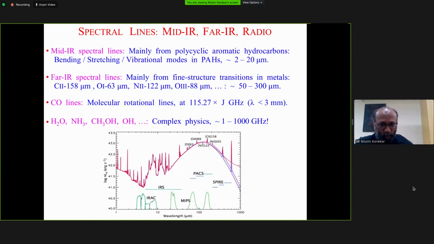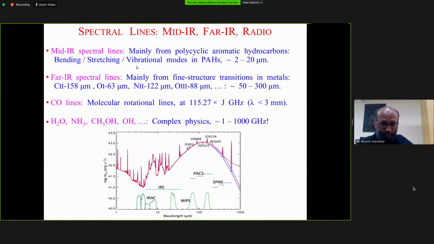And the effect of this is what you see in the figure at the bottom, where you see this morass of lines sitting between about 3 micron and about 20 microns. All of these lines, or most of these lines, are PAH lines, and they come mainly from these bending and stretching vibrational modes.